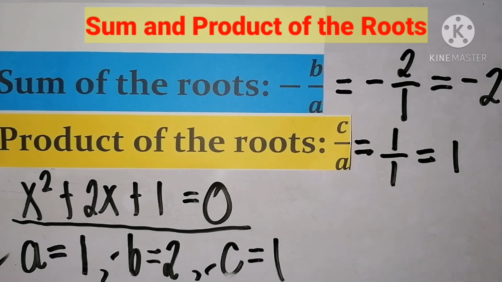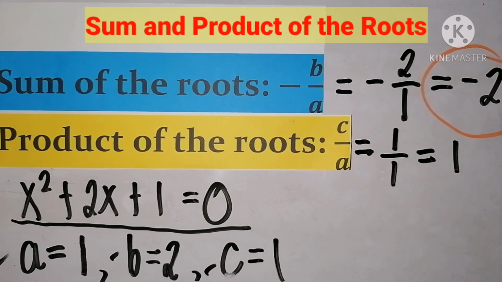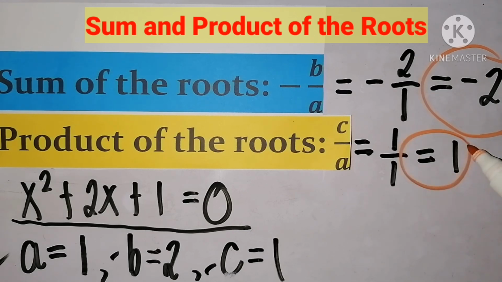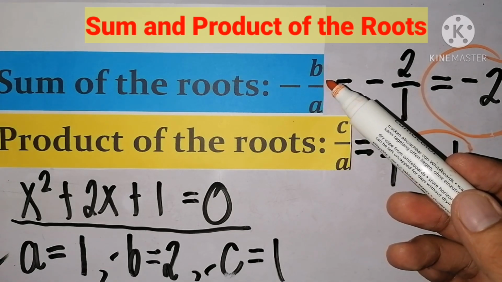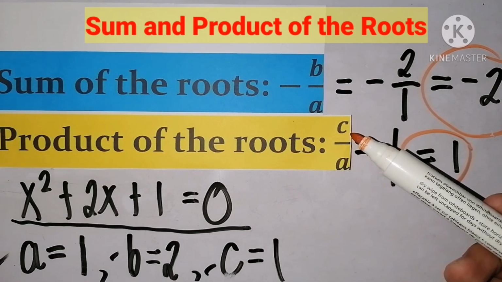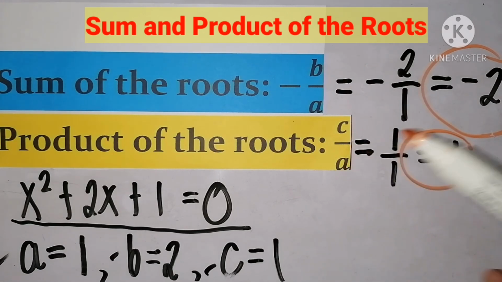Therefore, the sum of the roots is equivalent to negative 2, and the product of the roots is equivalent to positive 1. So that is now the sum and the product of the roots: negative 2 as the sum, positive 1 as the product. Again, for the sum of the roots, we have negative b over a, and for the product of the roots, we have c over a.